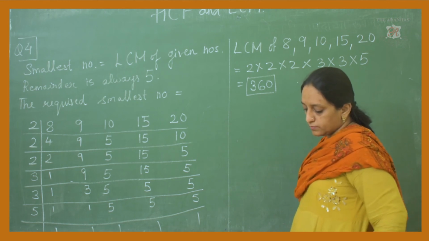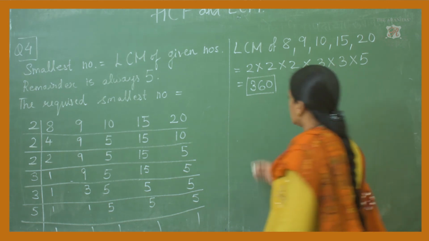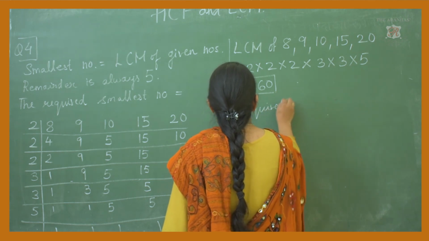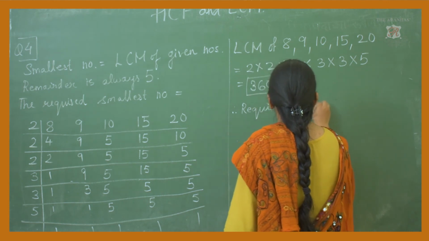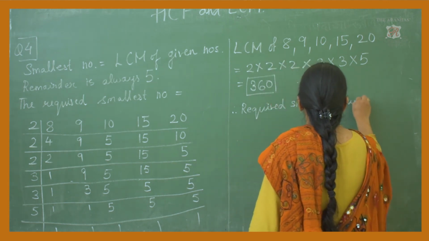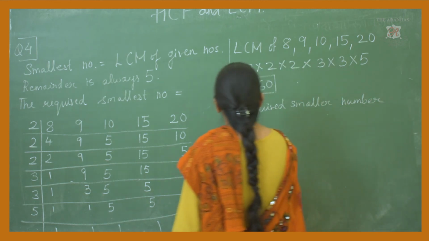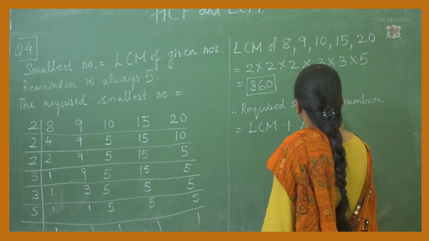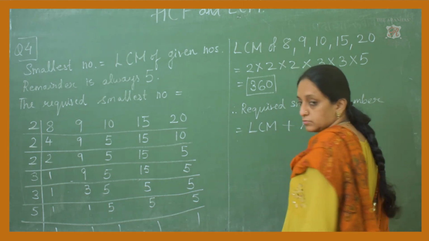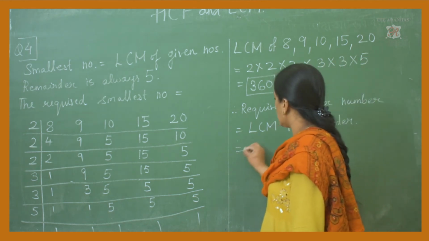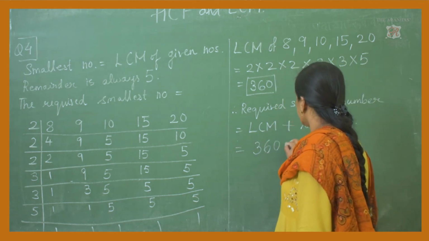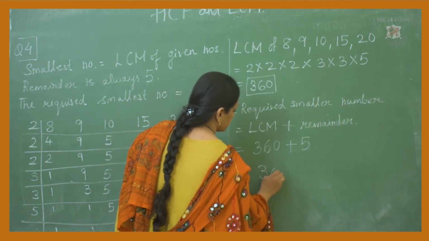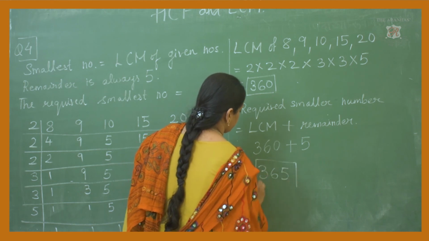They have asked you to find the required smaller number. So you will write, therefore, required smaller number equals LCM plus remainder. So then only you will get the number which you require. LCM is 360. Remainder is 5. The answer for your question is 365.